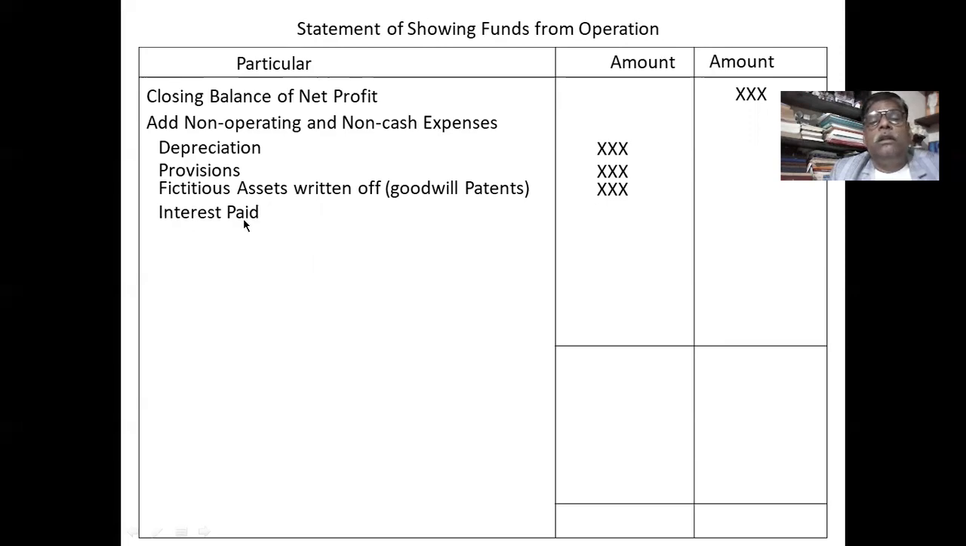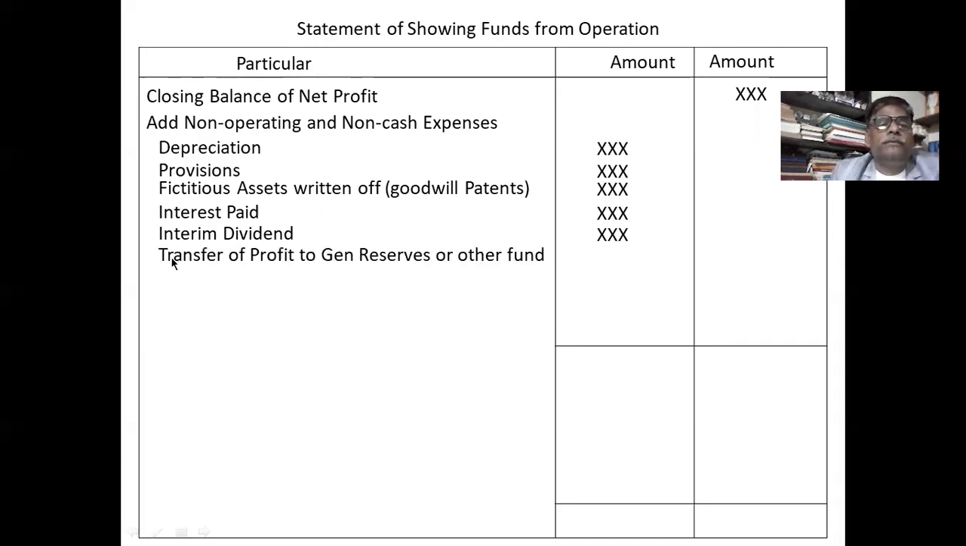Then interest paid. Interest paid is in the form of cash, but it is not related to business. Then interim dividend. Interim dividend is paid in cash, but is not related to business. So you have to note. Transfer of profit to general reserve and other reserve. Appropriations made. All the appropriations made you have to note down. Transfer to general reserve, transfer to sinking fund, transfer to proposed dividend, like that all transfers from profit to appropriations you record.